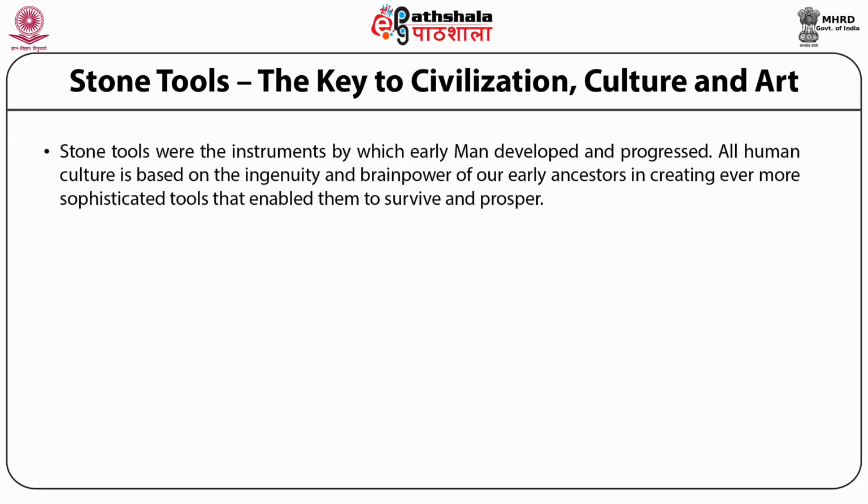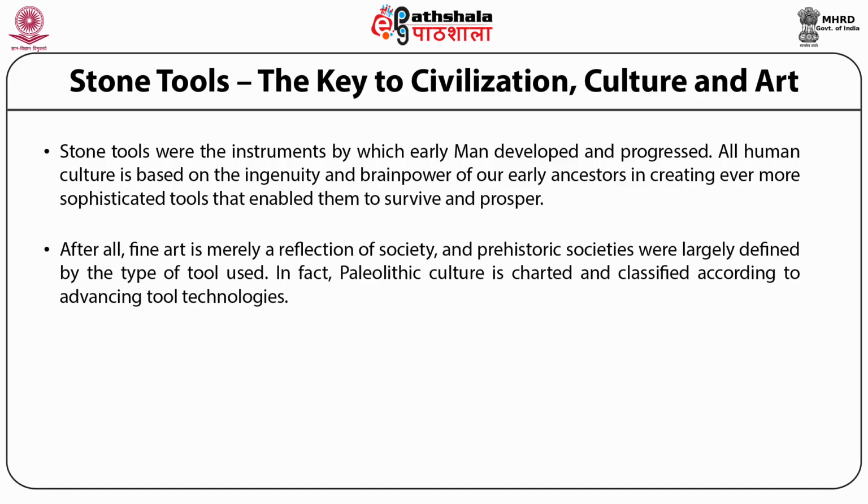In fact, the development of human culture during Paleolithic times was repeatedly and profoundly affected by environmental factors. So, Paleolithic humans were food gatherers who depended for their subsistence on hunting wild animals, fishing, and collecting berries, fruits, and nuts. It wasn't until about 8000 BCE that more secure methods of feeding were adopted. Stone tools were the instruments by which early man developed and progressed.